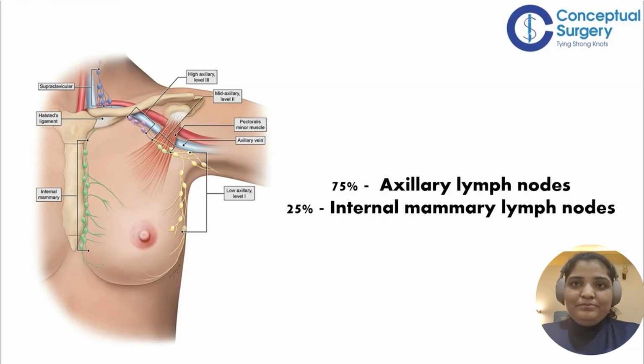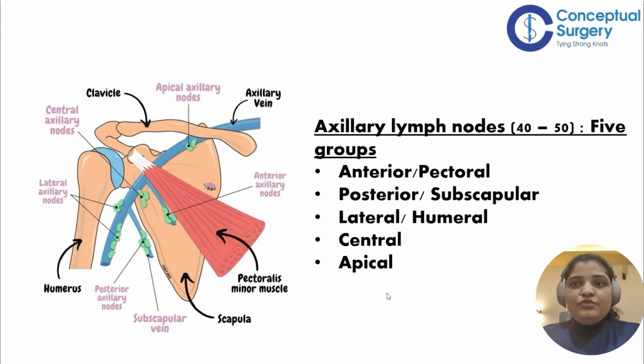aspects of the breast. Now, the axillary group of lymph nodes, which are draining 75% of the lymph from the breast, are further divided into 5 groups. These are approximately 40 to 50 lymph nodes, which are divided under the 5 groups as follows. These are the anterior, the posterior, the lateral, the central, and the apical groups. We are going to see in detail what are the anatomical landmarks where these lymph nodes would lie.